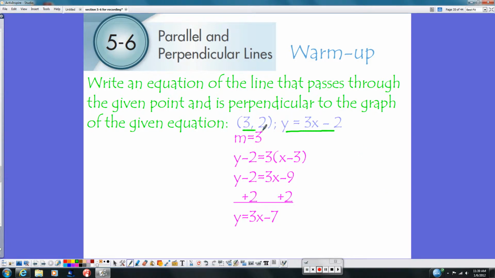We have our point, 3, 2, so we're going to use point-slope form. Y minus 2 equals 3 times the quantity x minus 3. Distribute your 3 to get y minus 2 equals 3x minus 9. We want this in slope-intercept form, so we're going to add 2 to both sides to get y equals 3x minus 7.